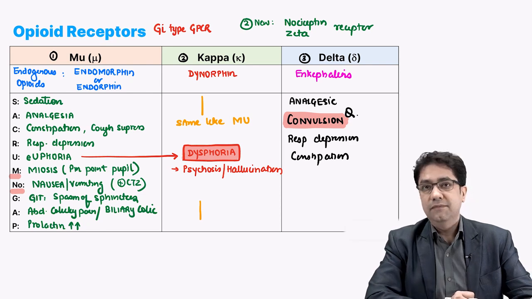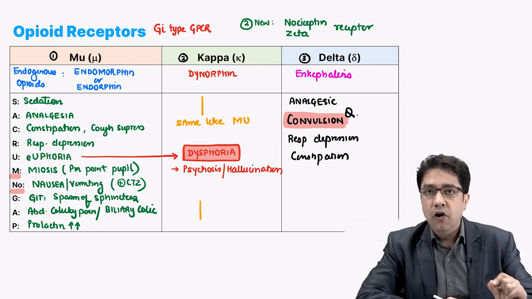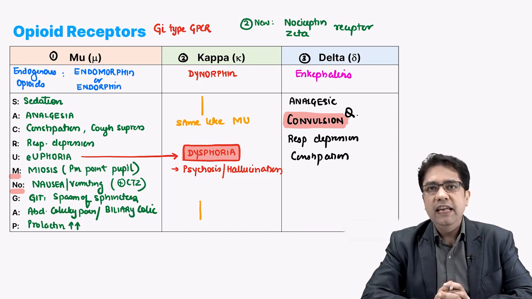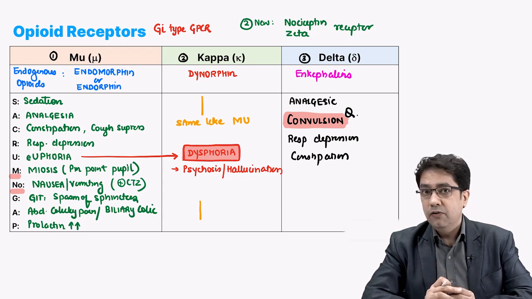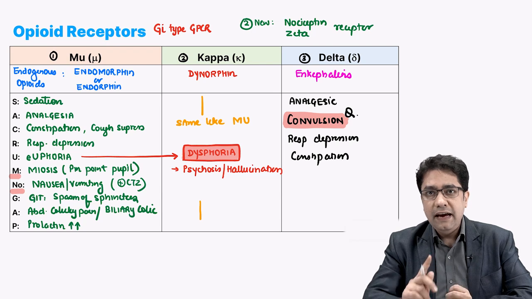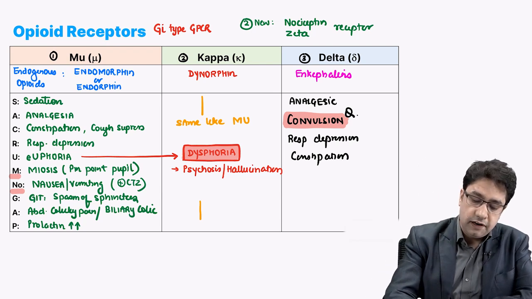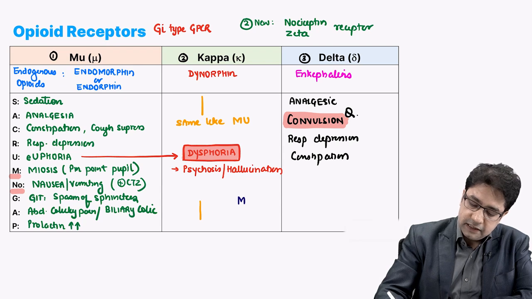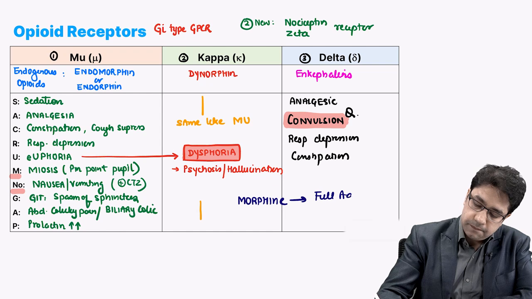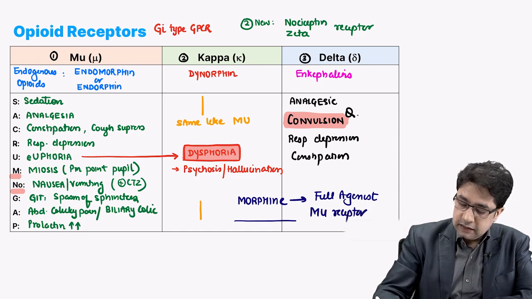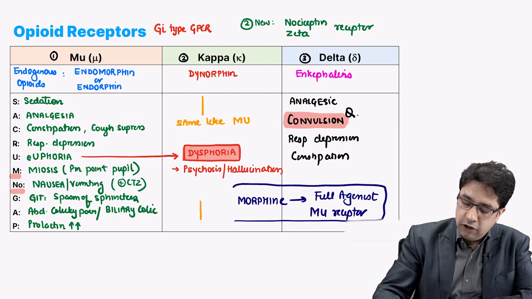Now the question comes, a very famous drug, morphine. Morphine acts on which receptor? So you can easily guess now, M for morphine, M for mu opioid receptor. So we will be discussing this question: morphine acts on mu receptor. It's a full agonist at mu receptor. That is why the endogenous opioid we have named endomorphine.